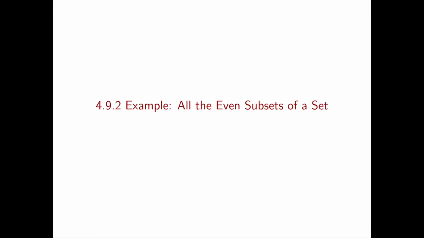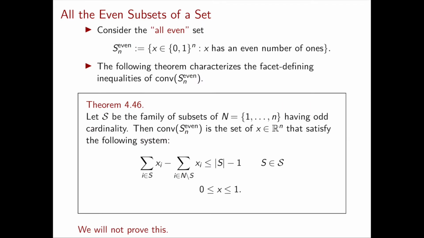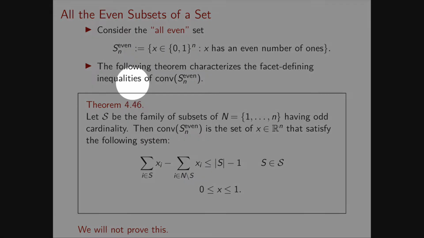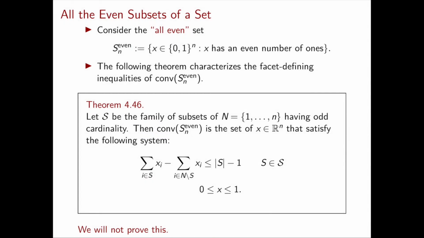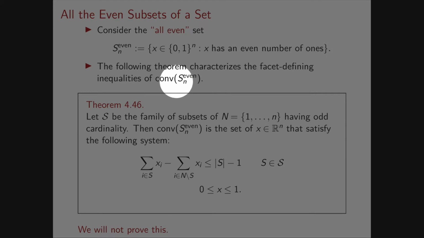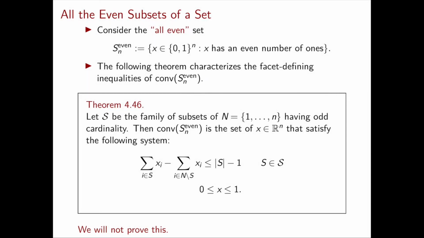Good. So now what we're going to do next is see an example of how we can use such an extended formulation for the convex hull of unions. And we're going to consider the even subsets of a set. So this set is defined as follows. S^n_even is the set of all binary points that only have an even number of ones. It is possible to derive an inequality description of the convex hull of S^n_even. And in fact, this is a theorem that we're not going to prove, we're only going to mention.